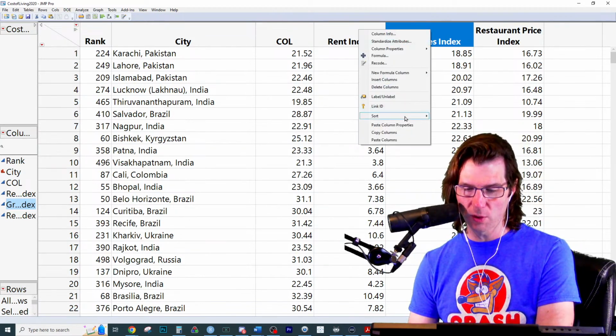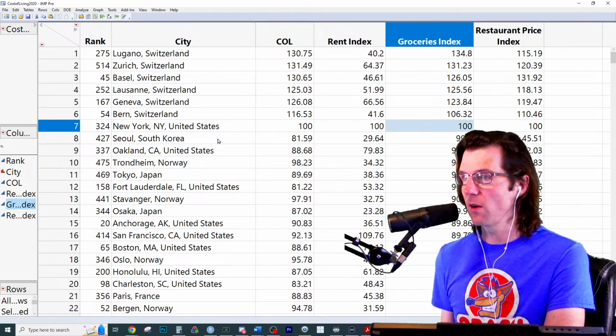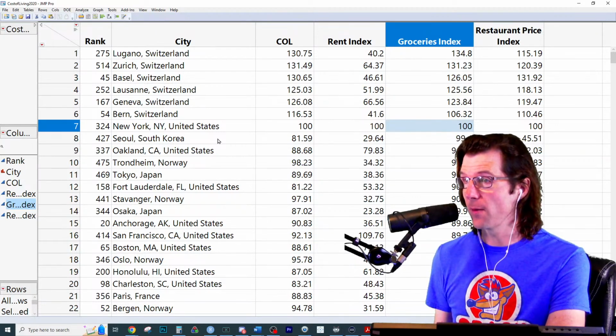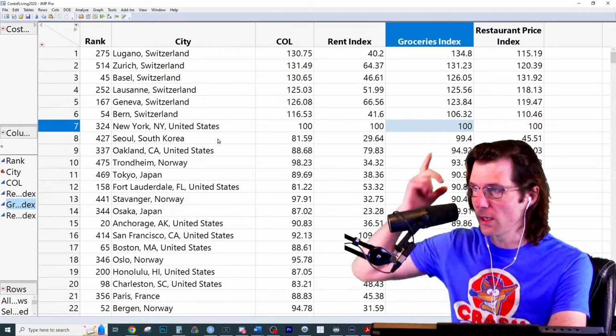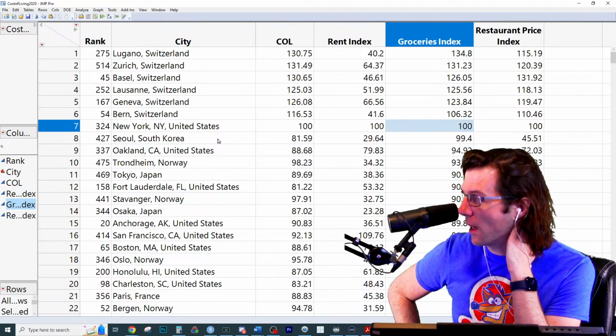If you sort the grocery index column right here, you can see New York City's right there, and all of Switzerland's just the places that are higher. Seoul, South Korea is right on par. That's what that 99.4 means. It's basically the same. Is it more than New York City? Since it's exactly.